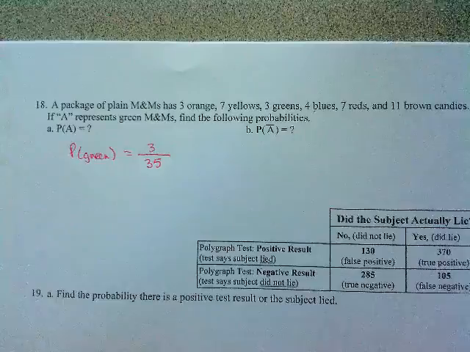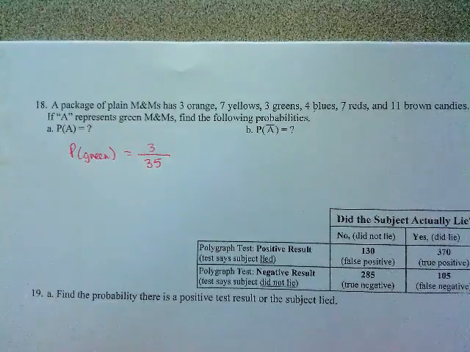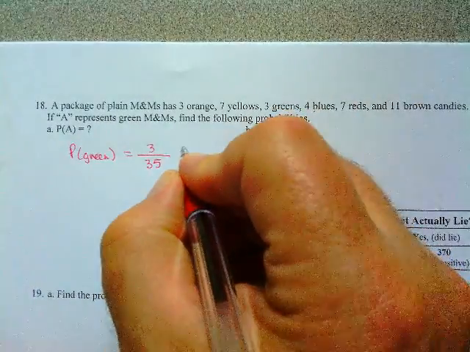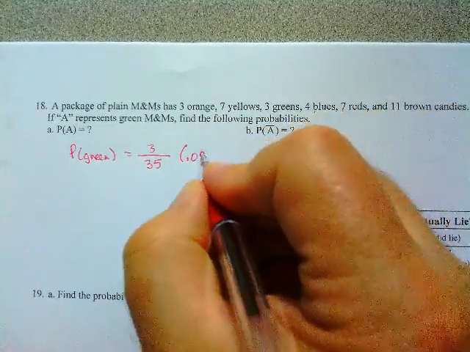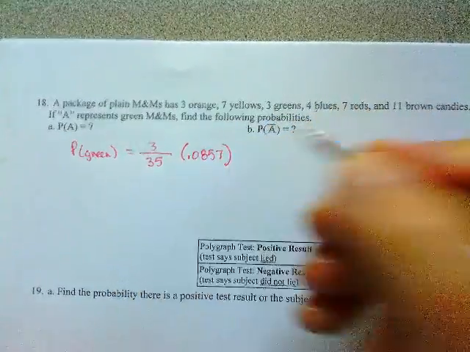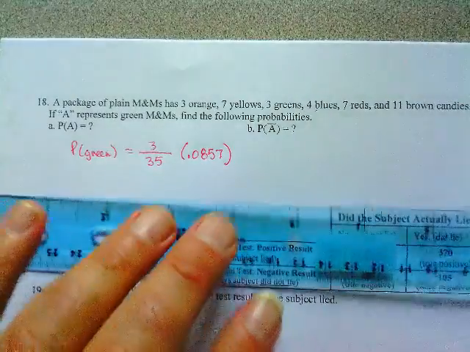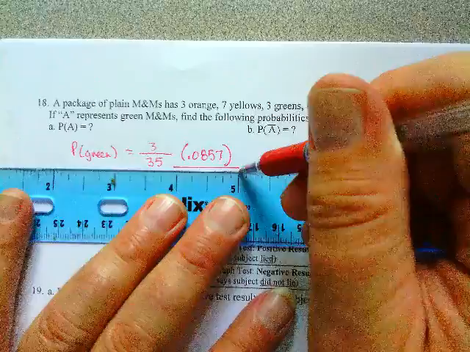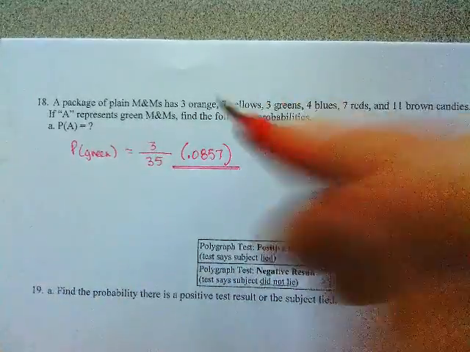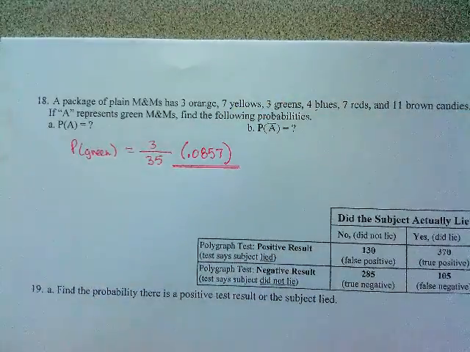So picking one M&M, your chance of getting a green one is 3 over 35. I tend to prefer decimals to 3 places, not counting the leading zeros. So I would prefer to have 0.0857, but I would accept 3 over 35 in this case.